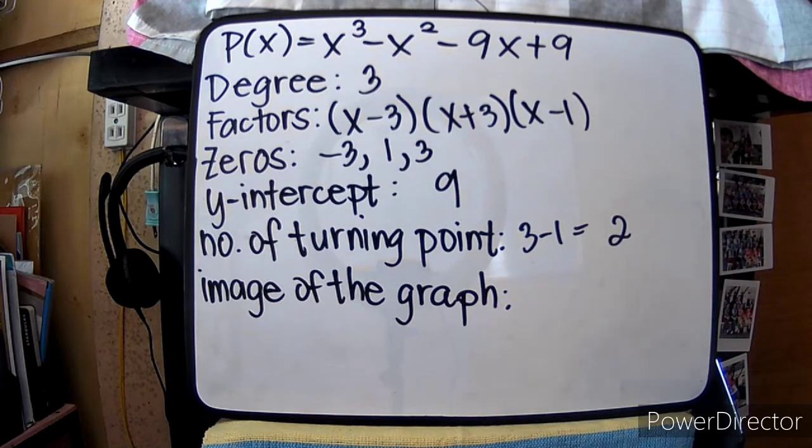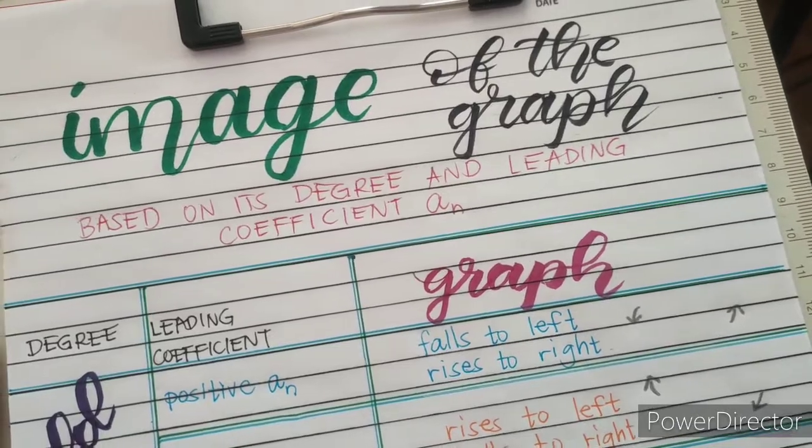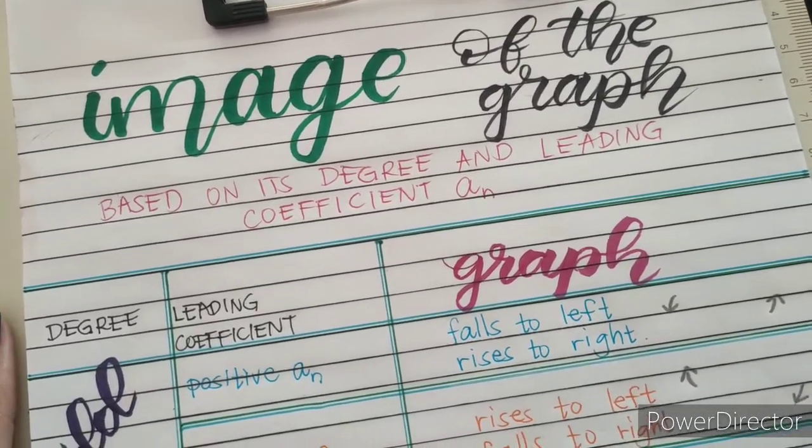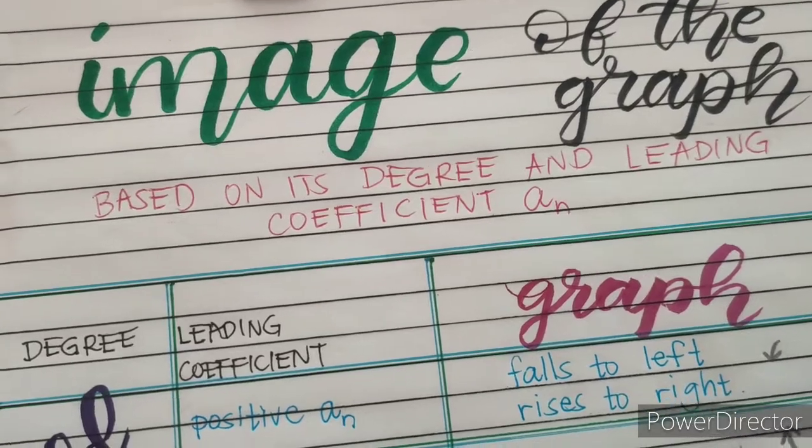Okay, and then the image of the graph is nagdedepende. Actually, this is not really necessary in sketching the graph of a polynomial function. The reason why I will be explaining the image of the graph is para maging guide kung paano iikot or paano ma-draw or ma-sketch yung graph ng polynomial function. So this is how we will determine the image of the graph. So we will be basing on its degree and leading coefficient.